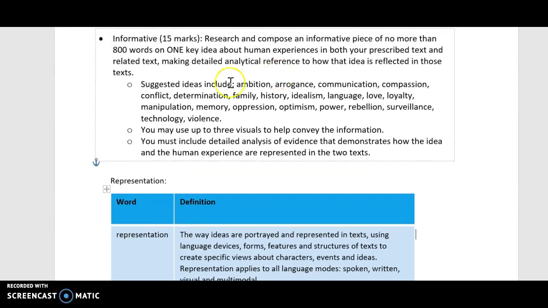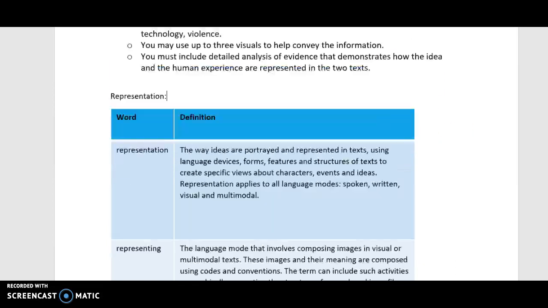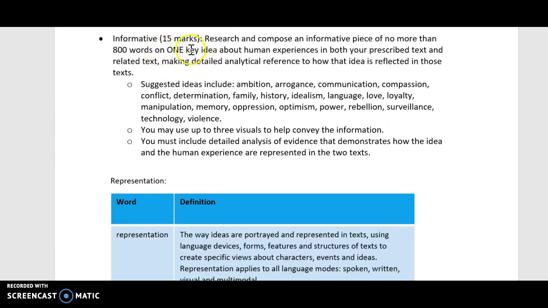Look at the word choices. It'd be very interesting to do one on violence for those of you doing 1984, and how many times does he use the word sledgehammer in the novel? It would actually be an interesting one for Pastor Shallows as well. So think about how the idea is represented, and then we have to talk about what is the idea and what is the human experience.